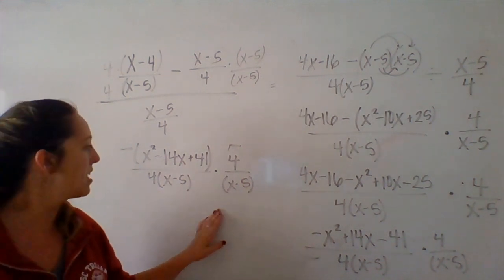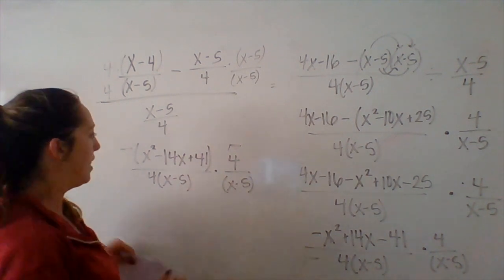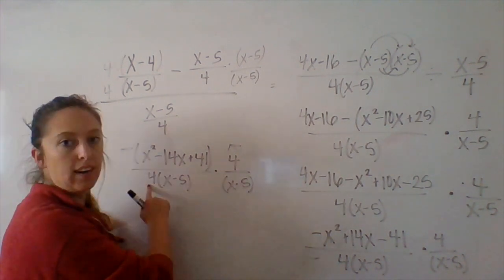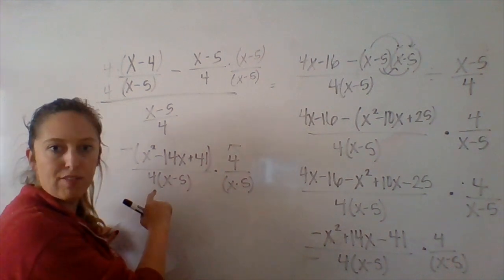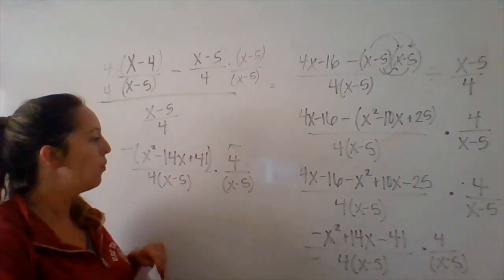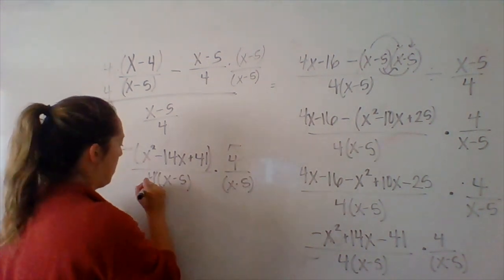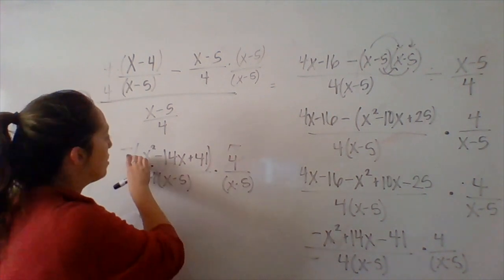I need to see if there's anything that I can cross out that's the same on the top and the bottom. So here I do have a 4 here and a 4 here. It does not matter that they're in different fractions. Because it's multiplication, this is really all one big fraction. Okay? What matters is that one is on the top and one is on the bottom. So those divide out to be 1 or cancel out.